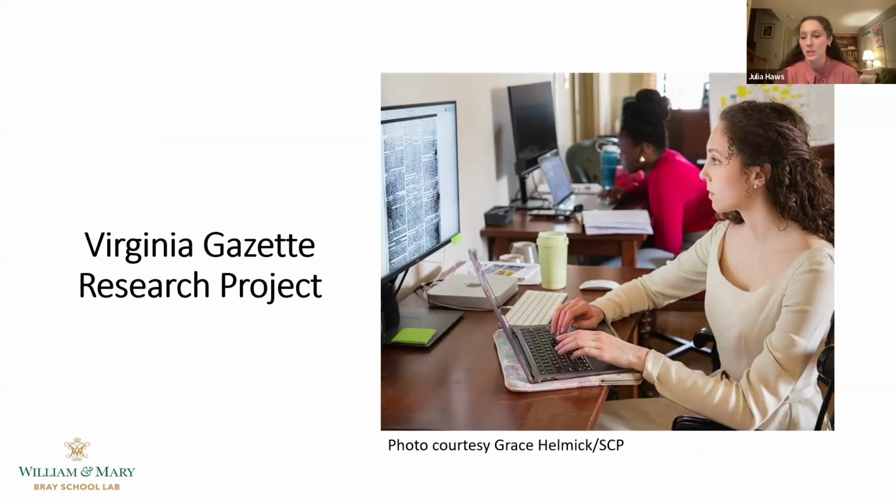I am really excited to be here and to tell you all a little bit about what we've been doing with the Virginia Gazette in the lab. So, as Elizabeth mentioned, I am a student thought partner with the lab, so I'm an undergraduate at William & Mary. And I've been a student thought partner for about 3 years. And for all 3 of those years, I have been working on transcribing the Virginia Gazette.